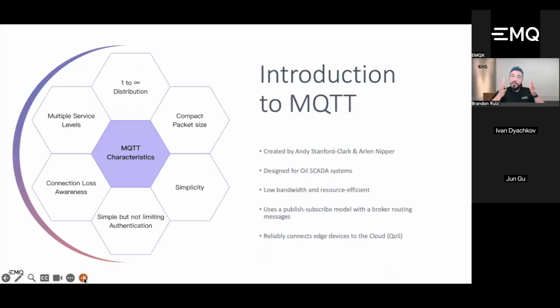So that's where I want to give the introduction to MQTT. For those of you that are not familiar with EMQX, this is our bread and butter. We are the most robust and scalable MQTT broker out there. And the reason why this is seen as a solution for the space to address those pain points that I mentioned is that this protocol has been around since the 90s. It was founded by Andy Stanford-Clark and Arlen Nipper, who were part of the IBM team back then.